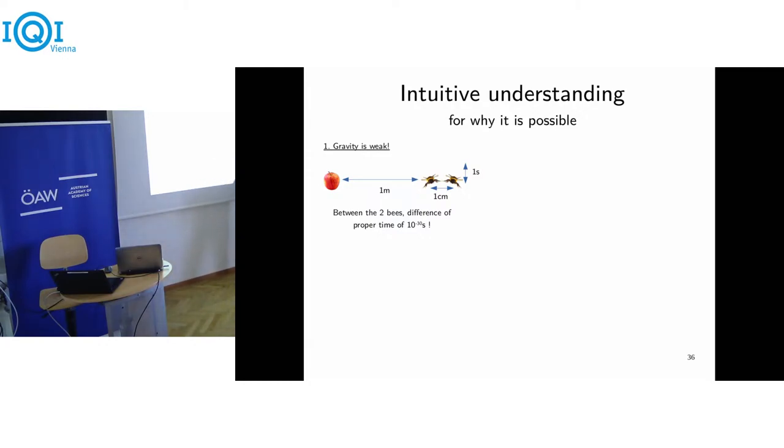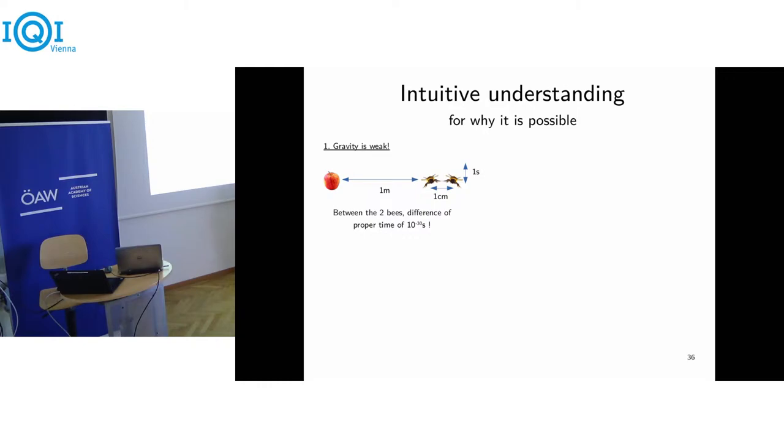And if I am 1 meter away from an apple, if I have two bees which are 1 centimeter apart, and I let them evolve during 1 second, then there will be a difference of proper time between the trajectories of the two bees. And because gravity is weak, the difference of proper time accumulated during 1 second is just 10 to the minus 30 seconds.